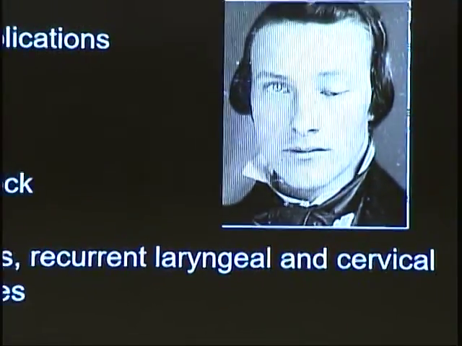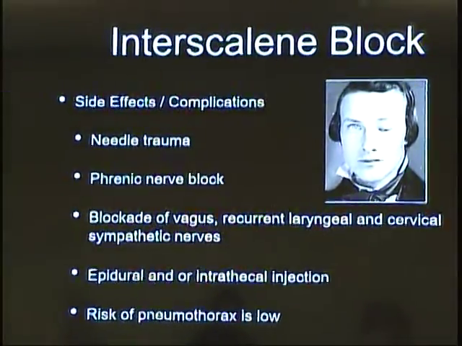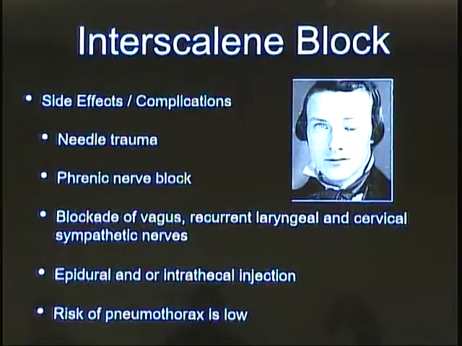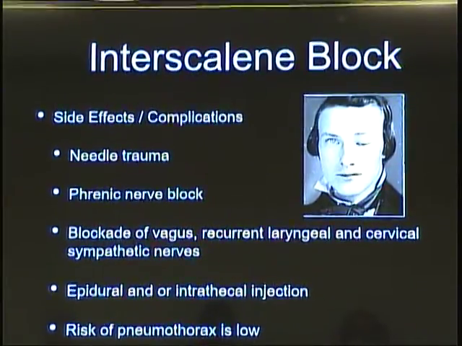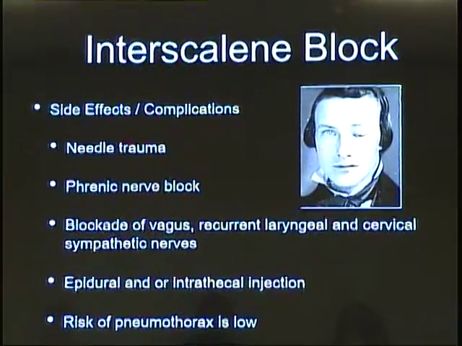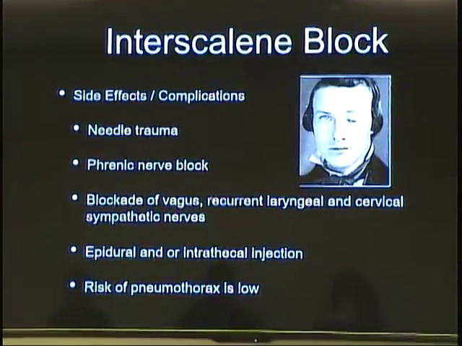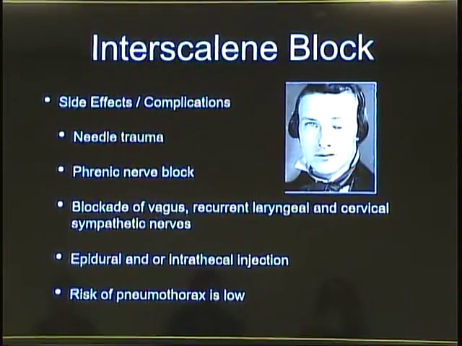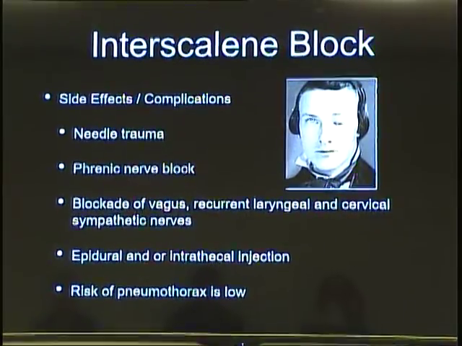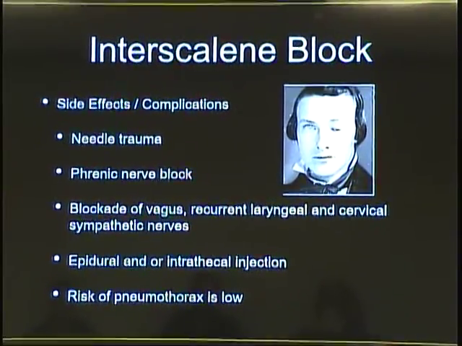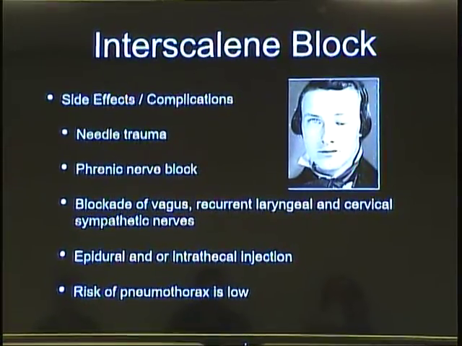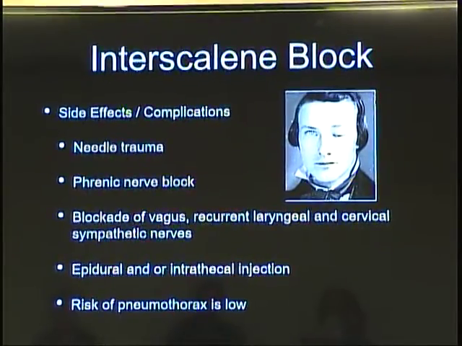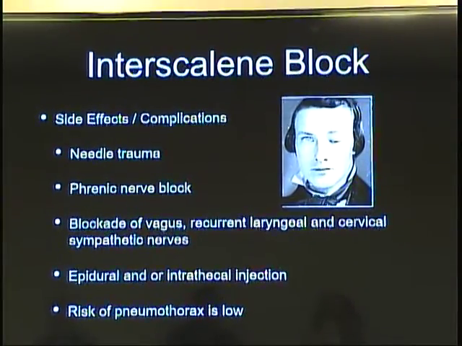You have side effects with blocks. We'll talk about side effects with the interscalene block. So needle trauma, phrenic nerve block we talked about. You could get a blockade because it's really close to neck structures. You're about at the C6 vertebral level when you're doing it. So you could get blockade of your vagus, which would give you more of a sympathetic response, since the parasympathetic won't be working as well. You can get recurrent laryngeal nerve block. You can get cervical sympathetic nerve block, so you get miosis, ptosis, droopy face, and that doesn't necessarily mean that someone's having a stroke. So just keep that in mind.